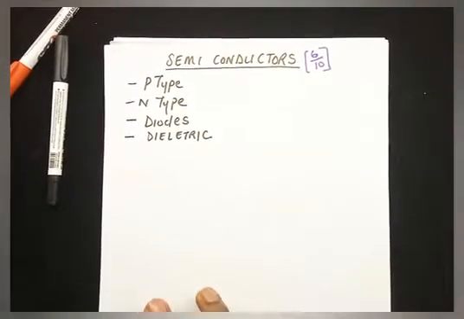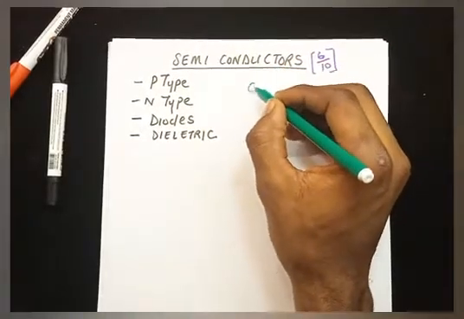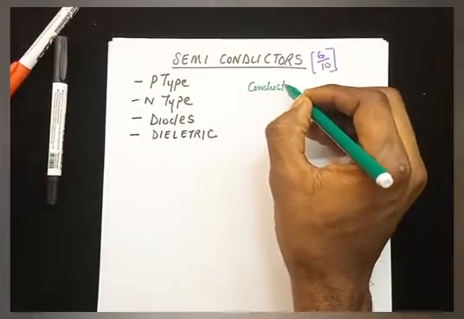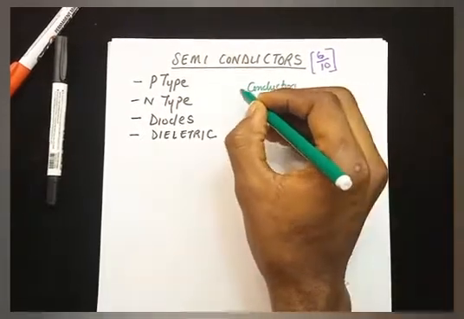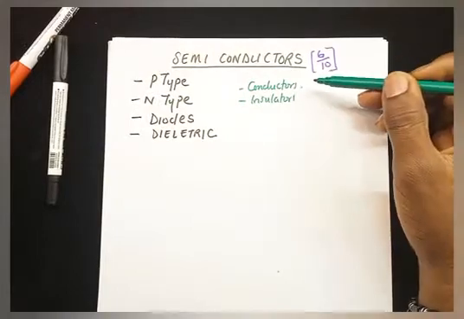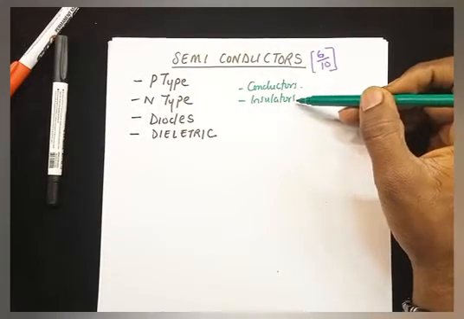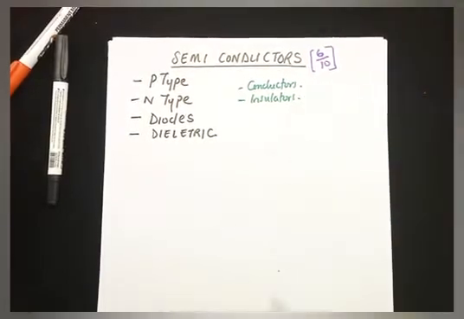Now, we know that in electricity, substances can either be classified as what? Conductors, insulators, generally. So either you are a conductor and you allow free flow of electricity through you, or you are an insulator and then you limit the flow of electricity by having a high resistance.